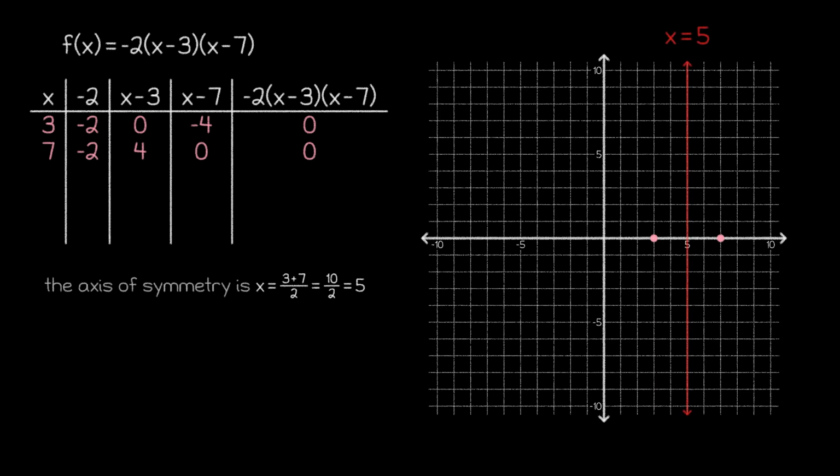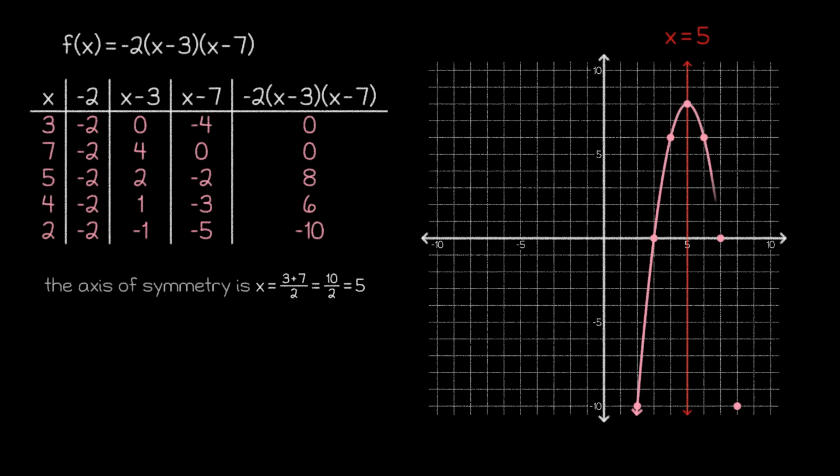The only real difference is that when we find the vertex and a few other points that aren't zeros, we'll need to multiply by -2 in addition to multiplying our linear factors. Then, we get this parabola, which allows us to see that a negative value for a once again results in the parabola opening downward.